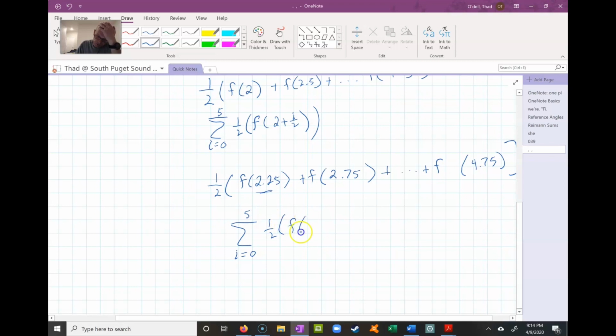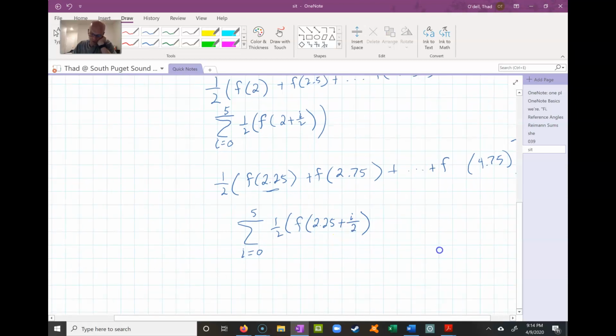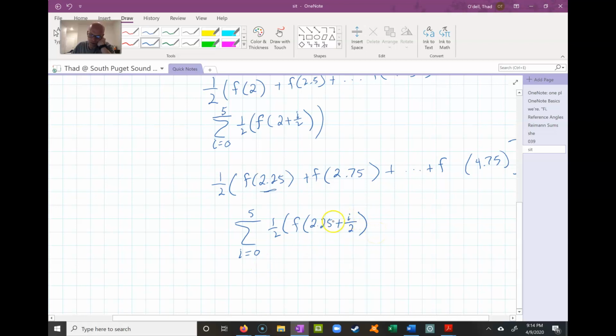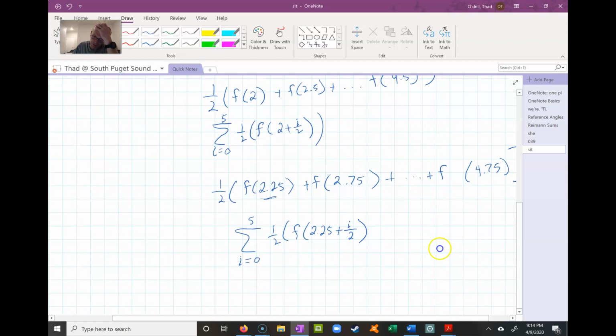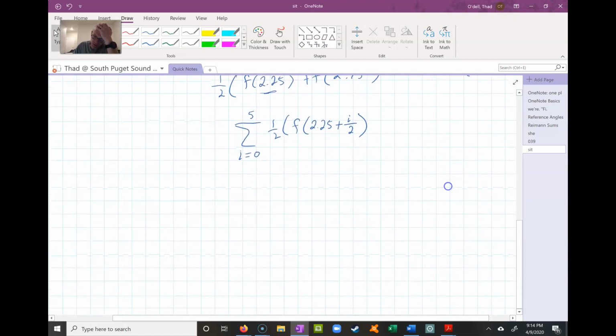Then here we'll have f of 2.25 plus, now we still want to jump it up by 1/2 each time, right? So we're going to put a plus I over 2. Notice in this case, when I plug in 0, I get the 2.25. When I plug in a 1, I get 2.25 plus 1/2, which would be 2.75. And when I plug the last number in, 5, I get 2.25 plus 2.5, which would be 4.75. So it works.